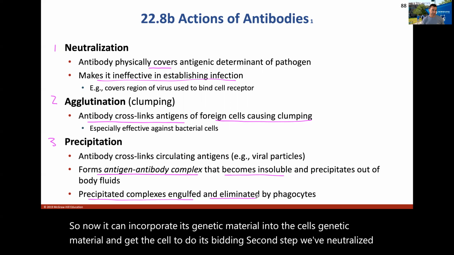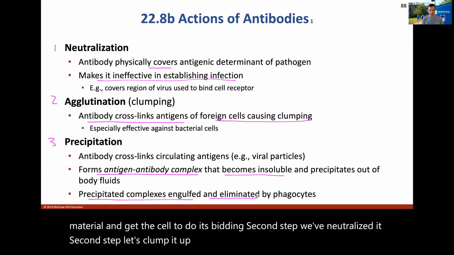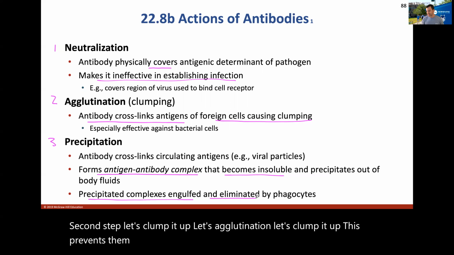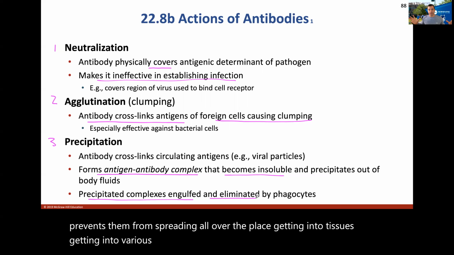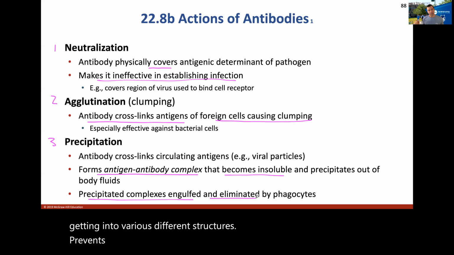Second step, let's clump it up. Agglutination. Okay, let's clump it up. This prevents them from spreading all over the place, getting into tissues, getting into various different structures. It prevents the excessive spread of the individual foreign invaders.